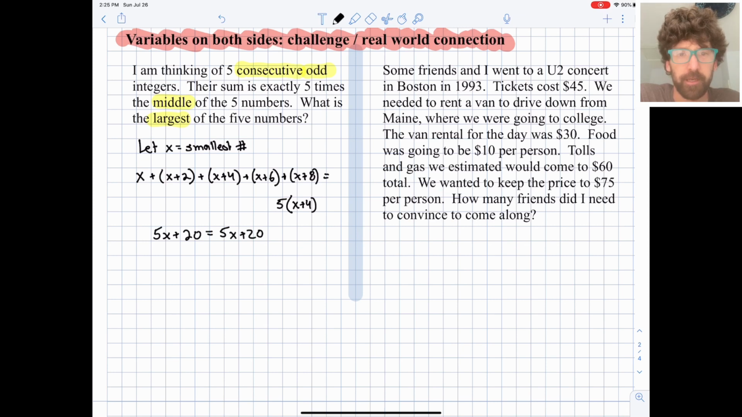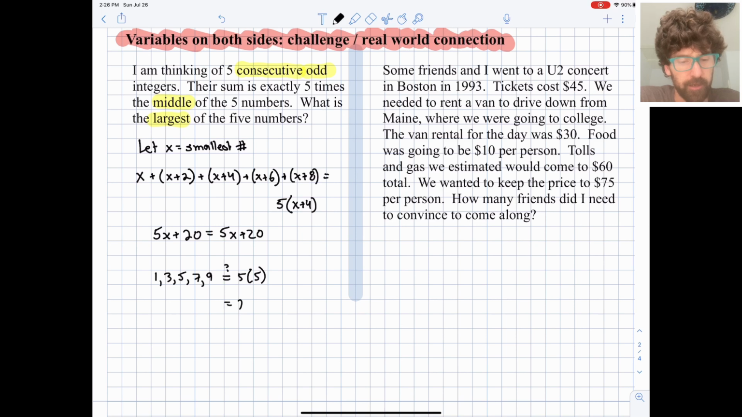Okay, so what's going on? I think you can see that we have an identity. What I said earlier is that this should work for any value of x. So let's try it. Let's say we have x equal to these numbers. If we were to add all those up, is that going to be equal to 5 times the middle number, which is 5?